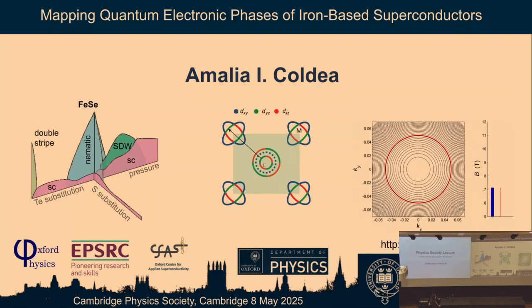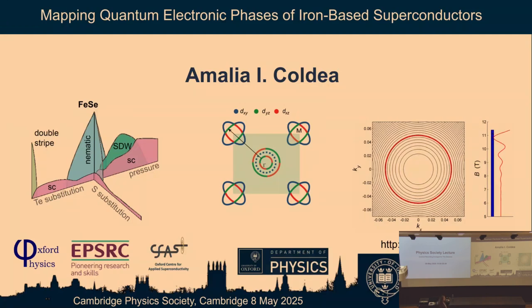Okay, so let me start. So here is a phase diagram that I'm going to describe later. This is a Fermi surface map of an iron-based superconductor, and this is a simulation of how quantum oscillations occur.